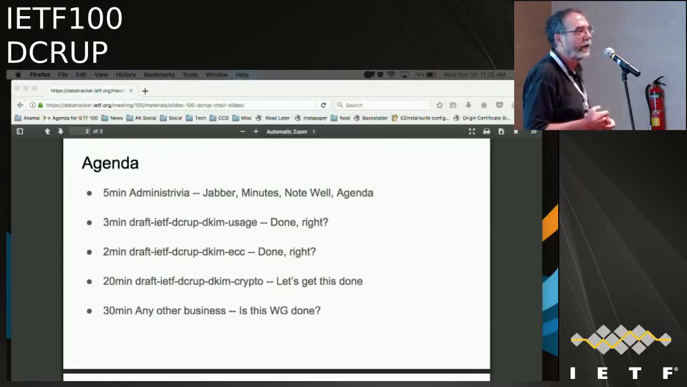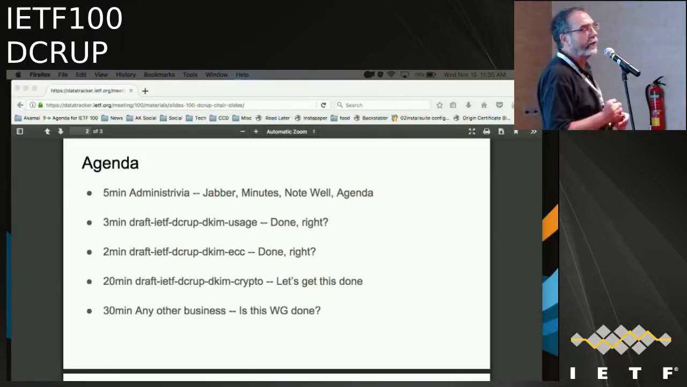Okay, so the other question is, are we going to do both? Should we do both of these, or should we only do one? I sent out a note explaining the advantages and disadvantages of both. Either one of them solves the problem that broken DNS provisioning systems can't handle long key strings in text records.